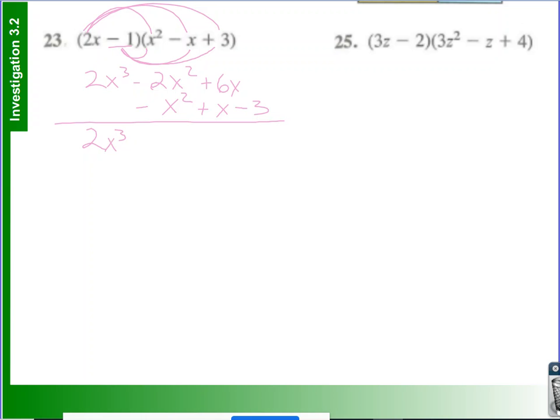And then I combined negative 2x to the second with negative x to the second to get negative 3x to the second. And then I took my positive 6x plus x to get 7x. And then negative 3, there's nothing else, so I just dropped that down too. And so my final answer was 2x to the third minus 3x to the second plus 7x minus 3.